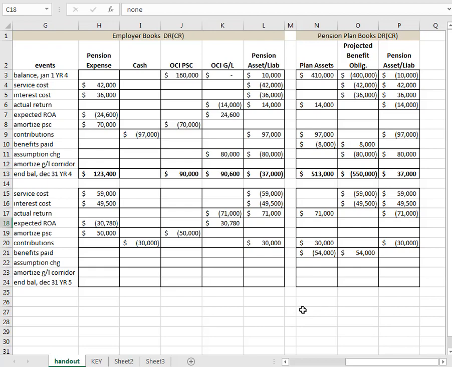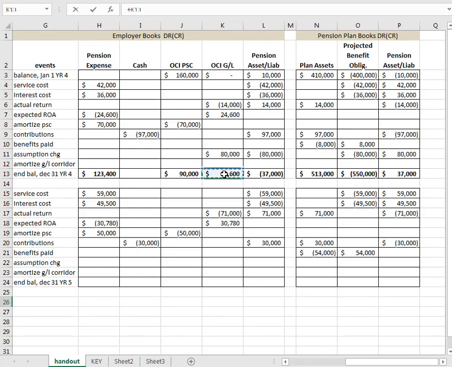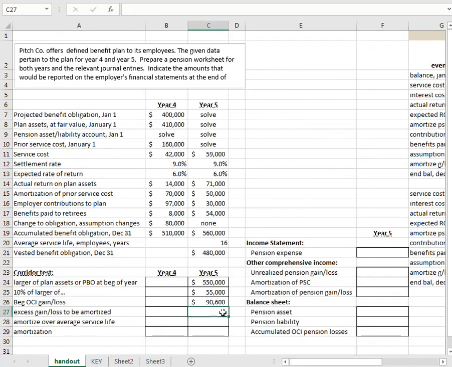All right, so now let's test this gain or loss corridor. So the beginning is 90,600, and we're going to check to see if that is bigger than the larger of plan assets or plan benefit obligations. So the benefit obligation is bigger, 550,000, and 10% of that. And then the beginning OCI, 90,600. All right, so we have to amortize everything over that 55. So that's the amount outside the corridor that's permitted.